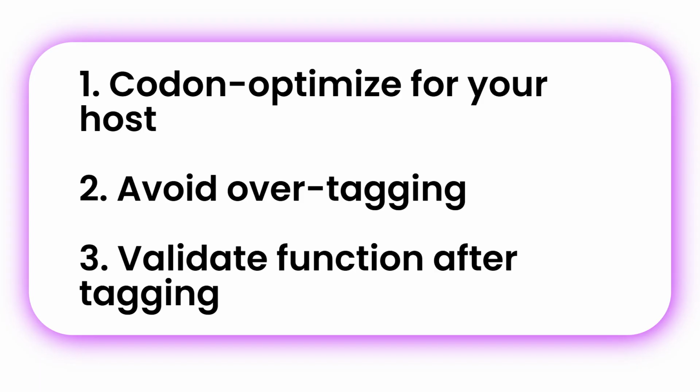Additional practical tips. Codon optimize for your host to avoid rare tRNA limitations. Avoid overtagging. Multiple tags can significantly reduce expression yield. Always validate function after tagging using an untagged version, where possible.